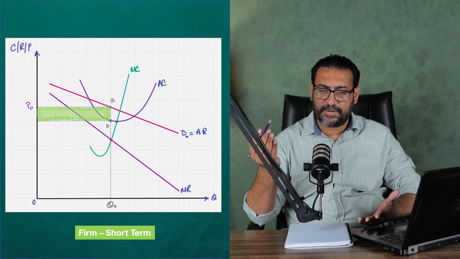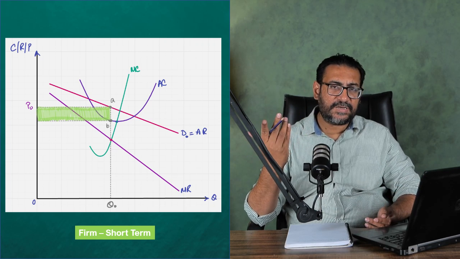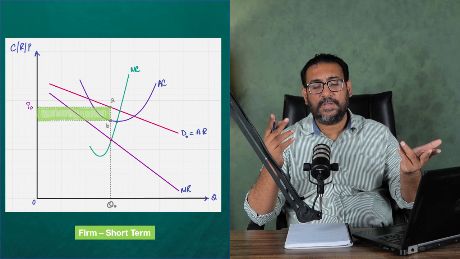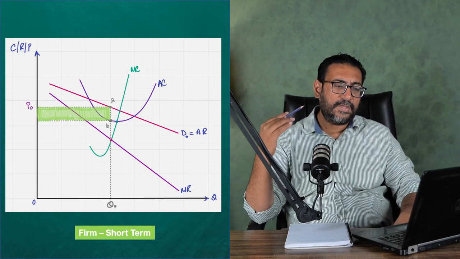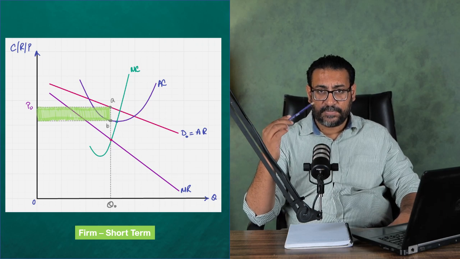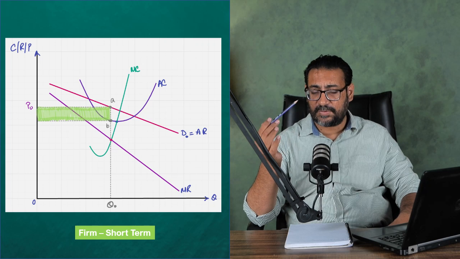तो डाउनवर्ड स्लोपिंग डिमांड कर्व है, और डिमांड कर्व को किस तरीके से रिप्रेजेंट किया जाता है, AR से. सो डिमांड कर्व इज आल्सो द AR कर्व एंड MR इज ट्वाइस एज स्टीप. सो आई हैव ड्रॉन द MR. Now, the AR will be greater than AC at the point where, which is the profit maximizing point.